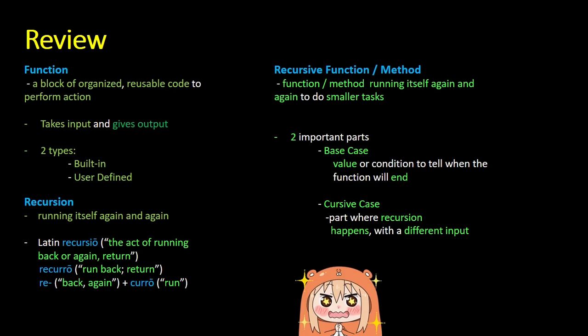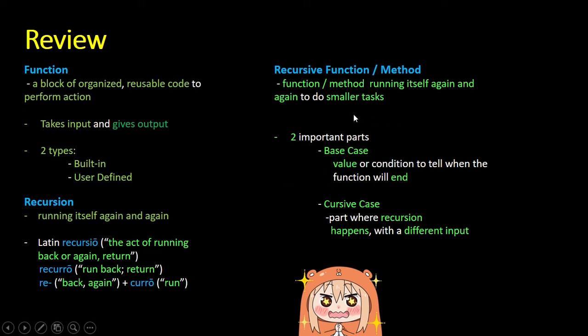Alright, so as a review, again, a function is a block of organized reusable code to perform a task. It takes an input and gives an output. There are two types of functions: the built-in functions and the user-defined ones. And recursion is the act of running itself again and again. The Latin word recursion, recursio, from recurro, from re and curro.